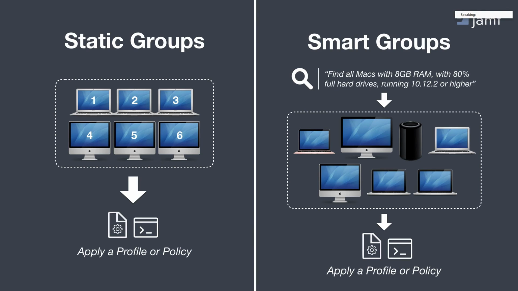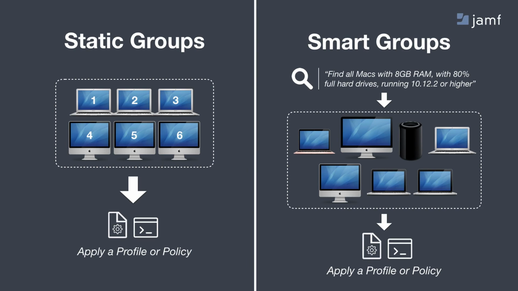A smart group, on the other hand, is dynamic. We're searching for a string here. We're searching for criteria. We're saying, find all my Macs that have 8 gigs of RAM and 80% hard drives full and running the latest operating system. And it's dynamically looking for any Mac that fits into that set of criteria that you define. And then it is automatically applying a policy or a profile to them.